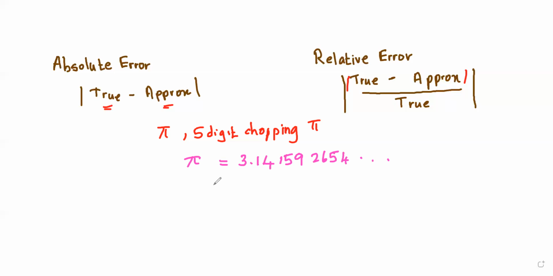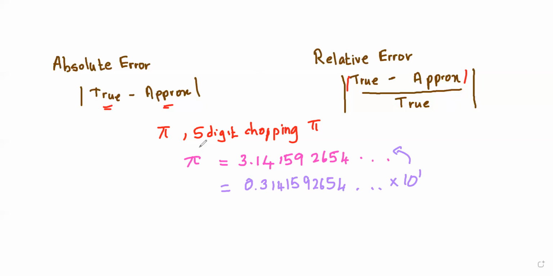When doing the chopping or rounding off method, which is an approximation, first of all you need to change this into the normalized form. We learned in the previous video that the approximation is defined in normalized form. So when writing the normalized form, we put the 0 first and write it like this: 0.3141592654, and we multiply by 10 to the power 1 to get the real value. So we have changed it to normalized form.